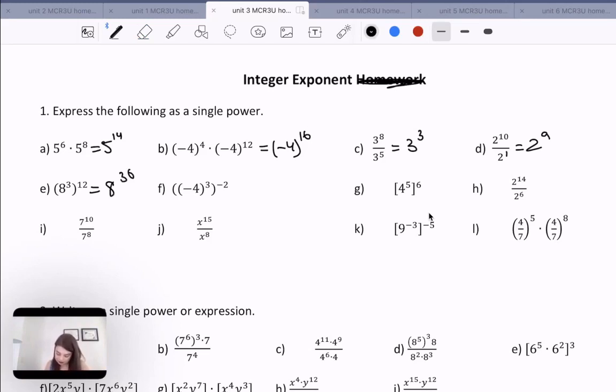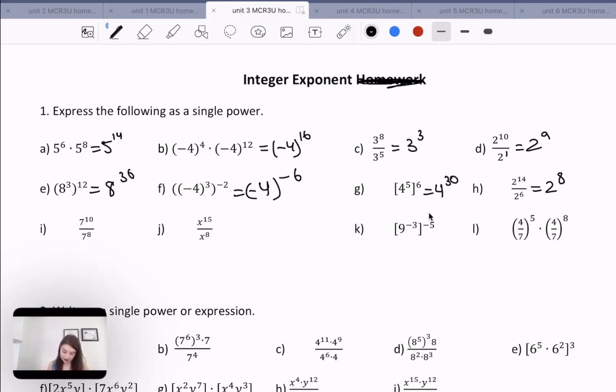Now what about this one? Here we have negative 4 to the power of 3, and then that to the power of negative 2. So again, we are going to multiply our exponents and get negative 4 to the power of negative 6. Okay, for g, 4 to the power of 30. Again, we're multiplying our exponents. H, okay, we have division here, so therefore we're subtracting our exponents. We're going to get 2 to the power of 8.